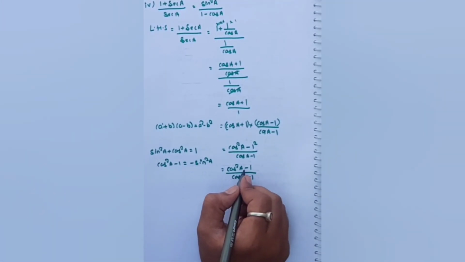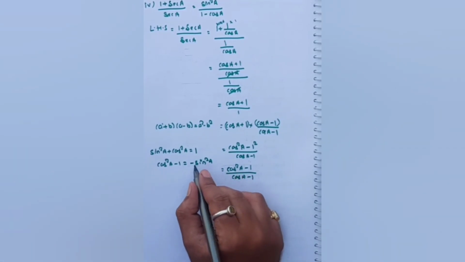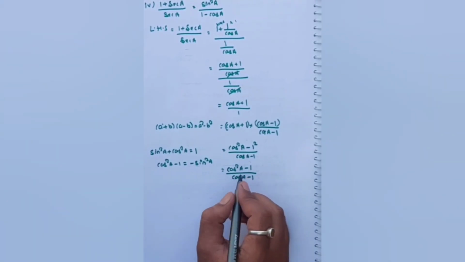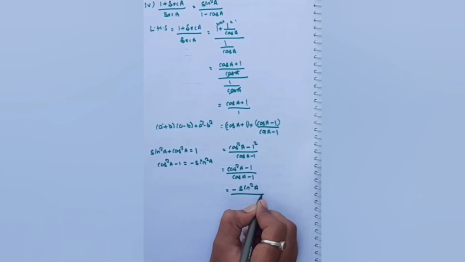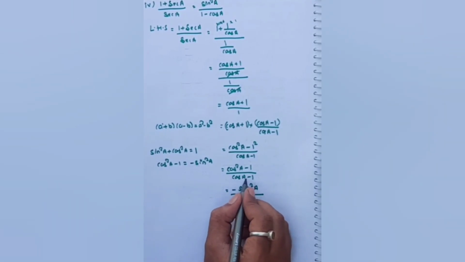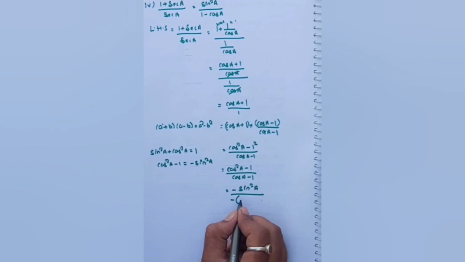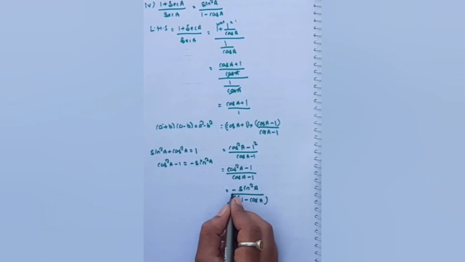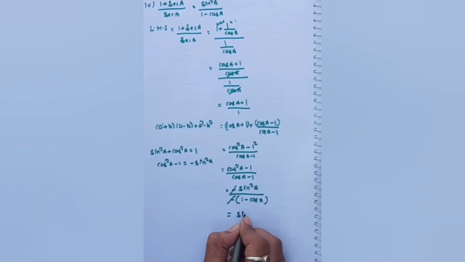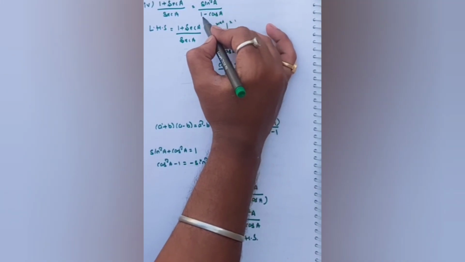Instead of this cos square a minus 1, we can write minus sin square a. So write down here minus sin square a, this divided by, so here I will take in a denominator minus common. So minus common means minus 1 becomes plus 1, and plus cos a becomes minus cos a. So now minus minus cancel, so the remaining term is sin square a divided by 1 minus cos a. So it is our RHS. See here, sin square a divided by 1 minus cos a.